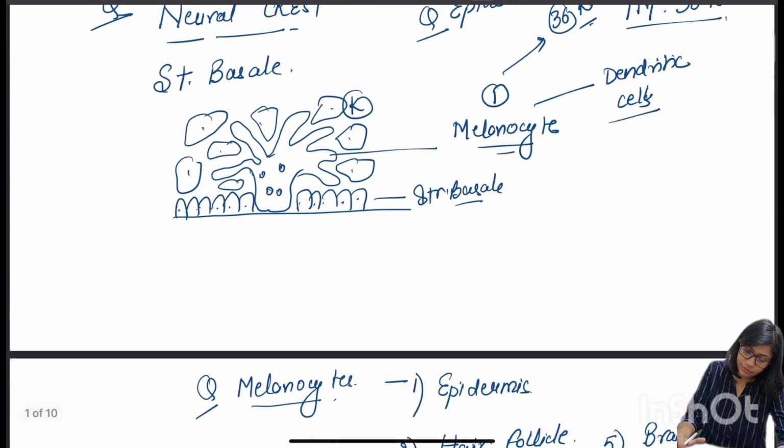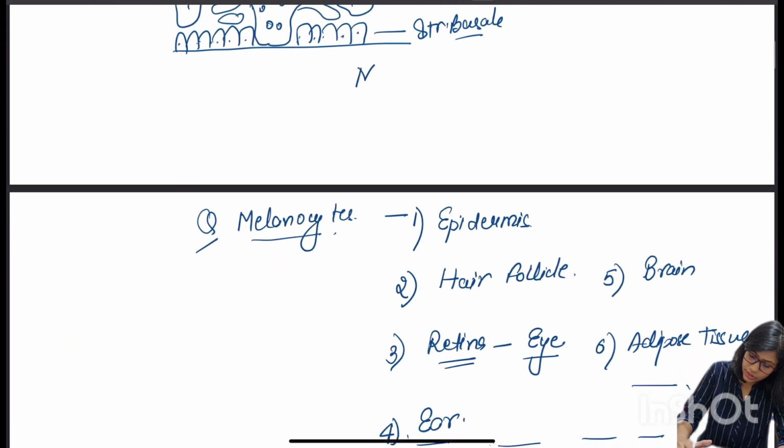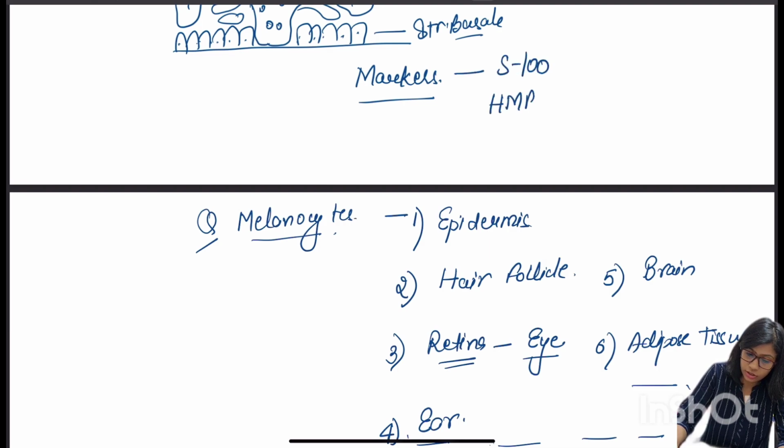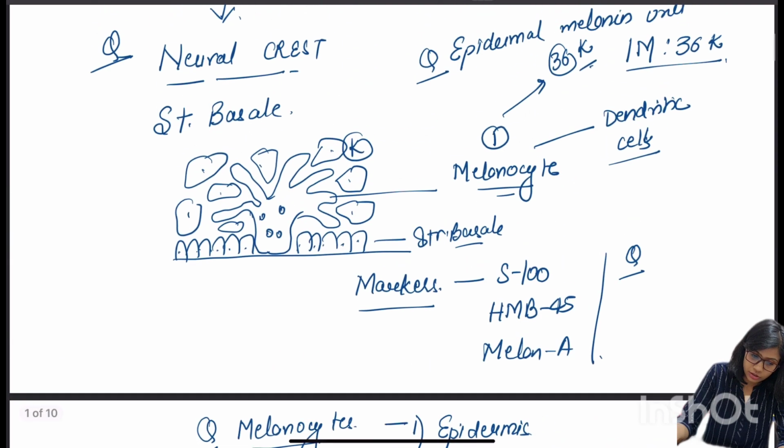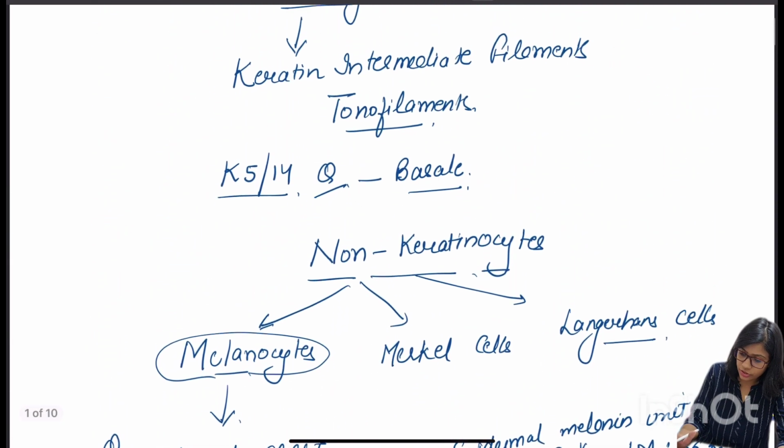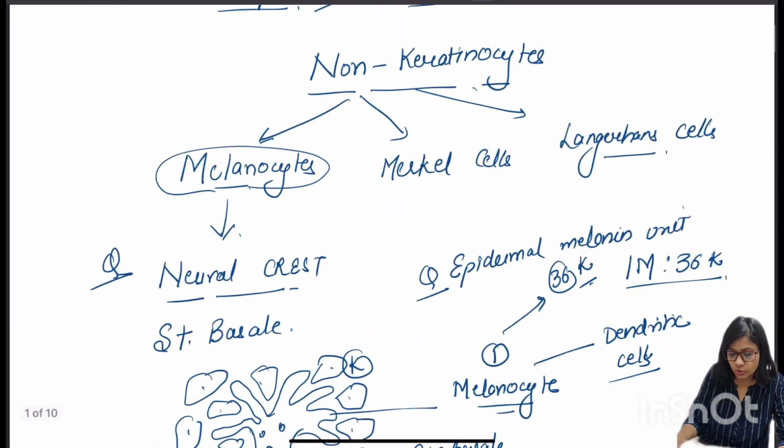Okay, one thing is left. As far as melanocytes are concerned, the markers which are associated with melanocytes are S100, HMB45, and we have Melan A. Okay, so these are the questions that are commonly asked from this topic.